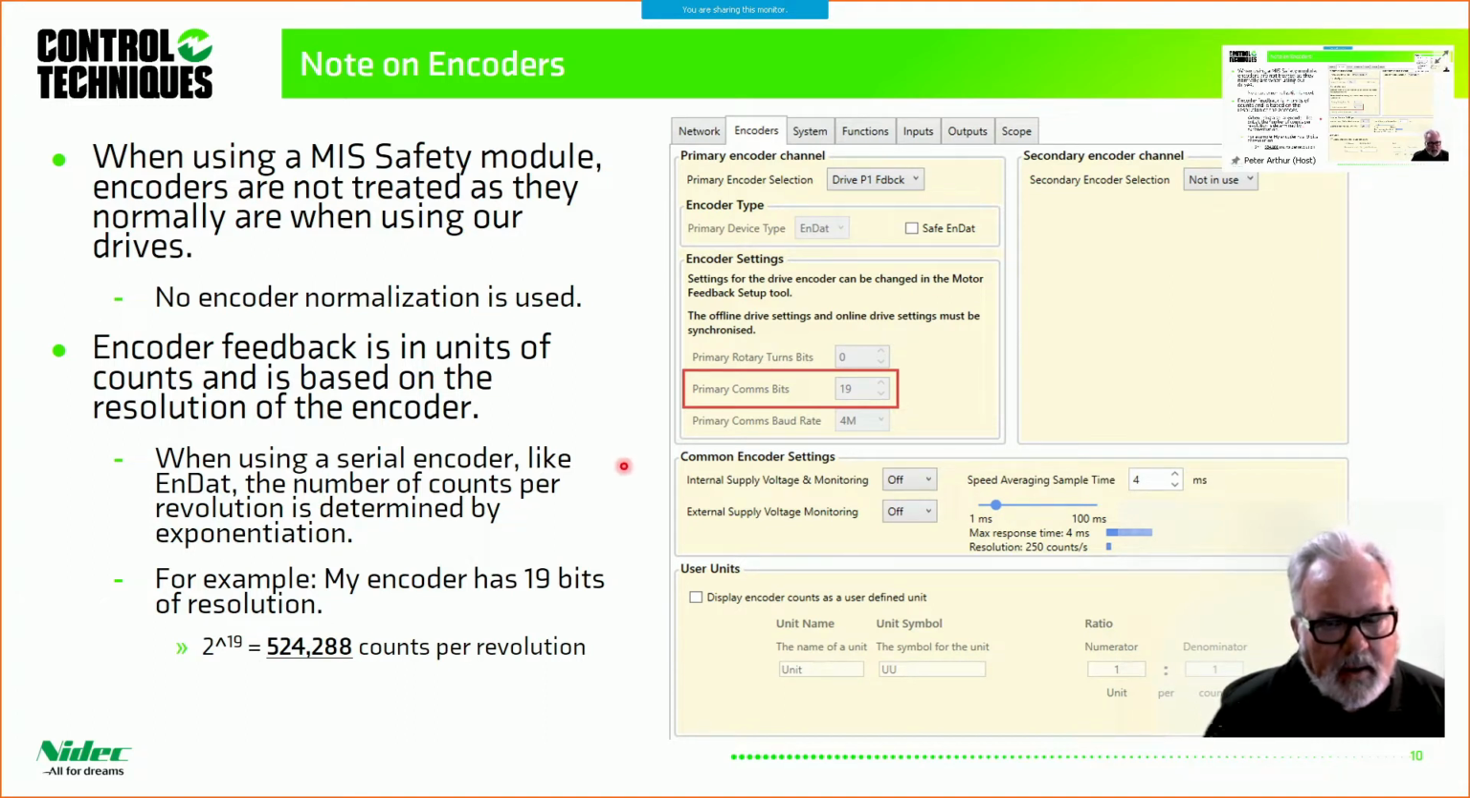And as an example of that, how you would use this: my encoder has 19 bits of resolution that you can see right there. Therefore, the way you interpret the number of counts per revolution is by exponentiation. So using my encoder as an example, if I raise 2 to the 19th power, because I have 19 bits here, I end up with 524,288 counts per revolution. That is absolutely critical for a lot of what we're going to be doing going forward.